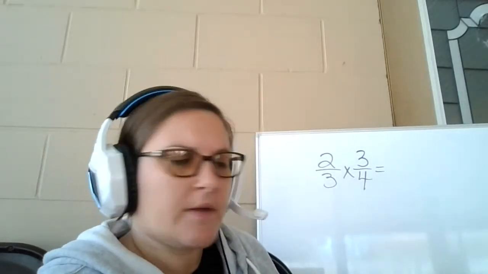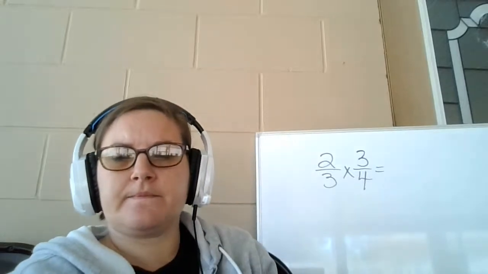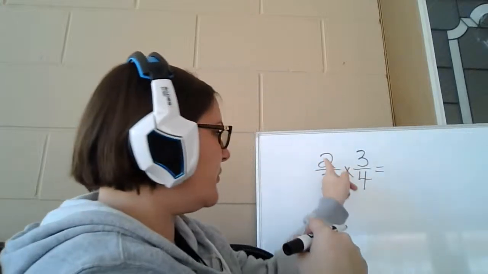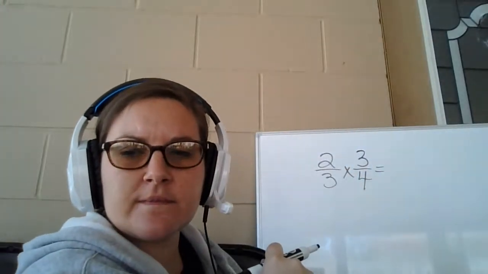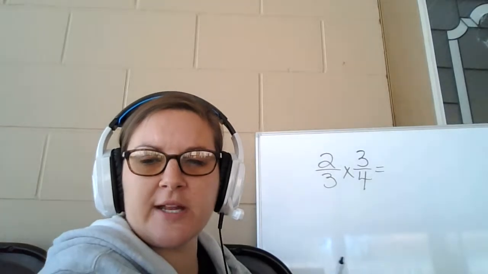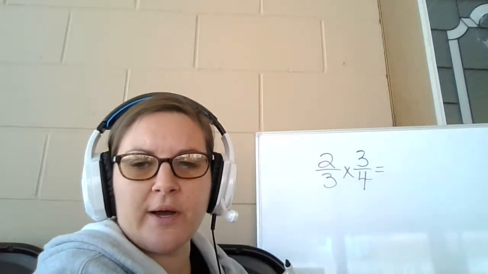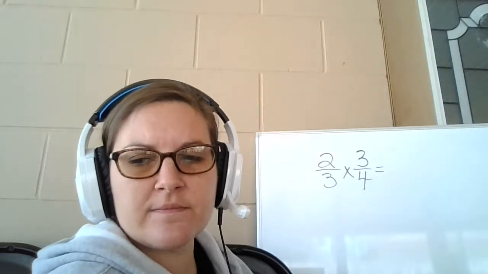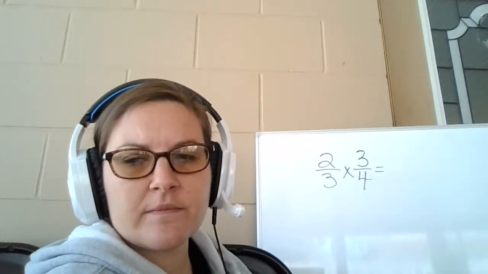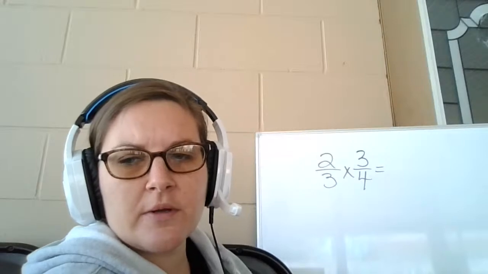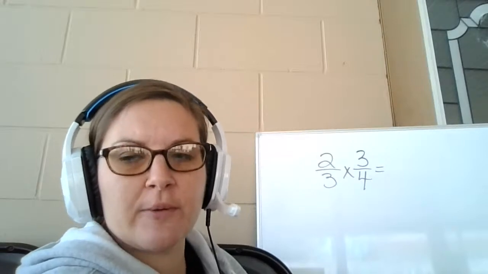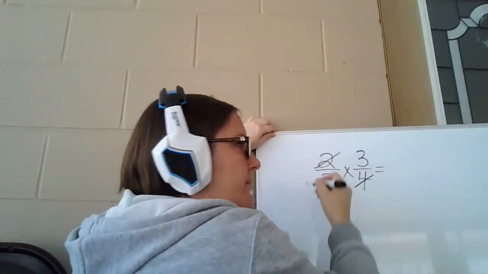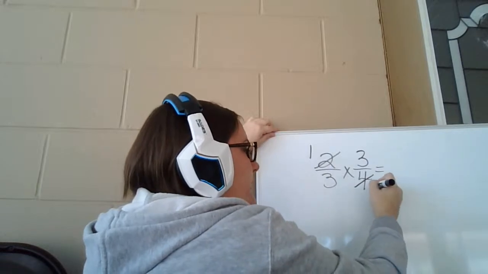What can I cancel? Could I cancel 2 and 4? Yes, by what? What can I cancel it by? By what number? Okay, I can cancel 2 and 4 by 2. So I'm going to cancel them both by 2. 2 becomes 1, 4 becomes 2.